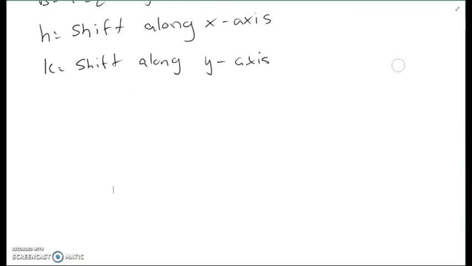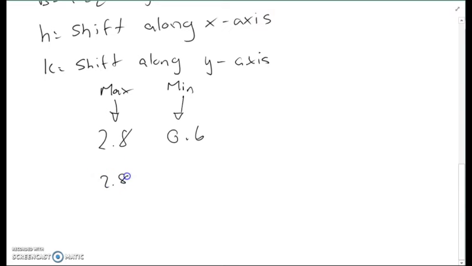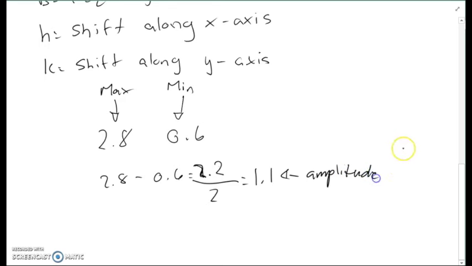To find the amplitude of the graph, you need the given information, which is 2.8 and 0.6. This is your maximum, and this is your minimum. To find it, you subtract the minimum from the maximum, which is 2.2, my bad. And then you divide that by 2 to get 1.1. There you go. This is your amplitude, from the midline.